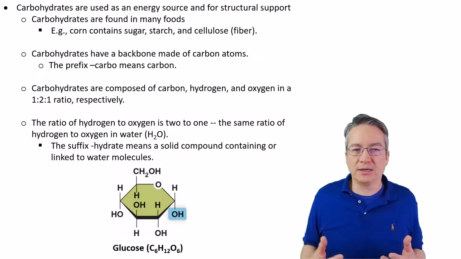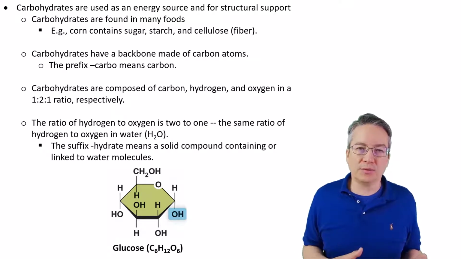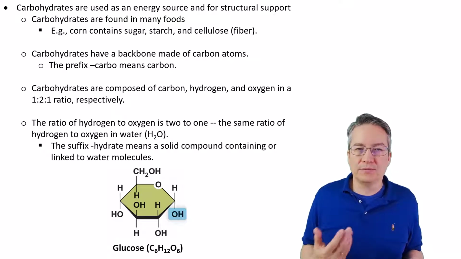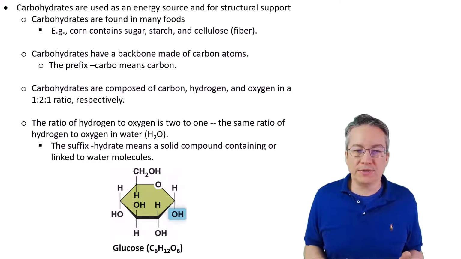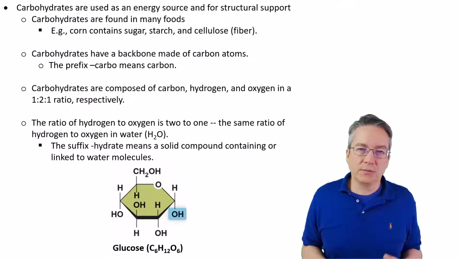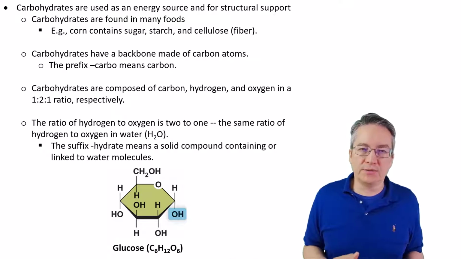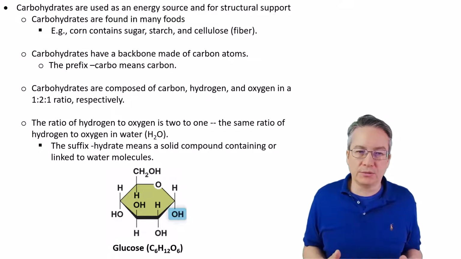So let's go back to the name carbohydrates. Carbo means carbon, hydrate means water. And so you can see the origin of that name because we have 1 carbon for 2 hydrogens for 1 oxygen. And there's an example shown here in the figure. We have glucose, which is C6H12O6. So you can see the ratio holds up there.